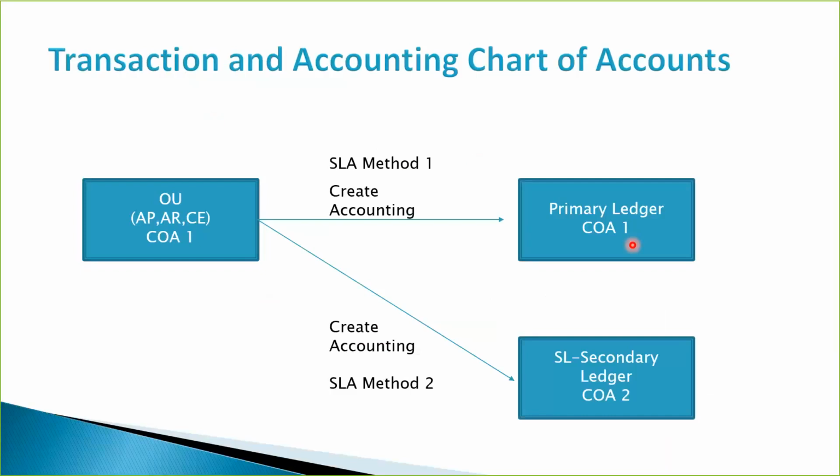All right. Once those transactions are entered there at a certain period, or however the company is conducting their business, they create accounting which is sent to your ledgers. All right. Your operating units are usually associated with your primary ledger, which is your main ledger. All right. So that's by default.